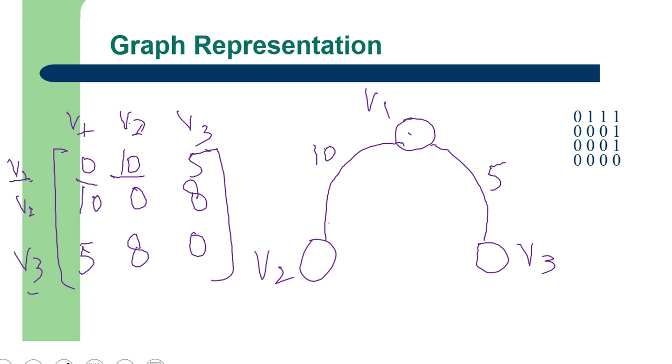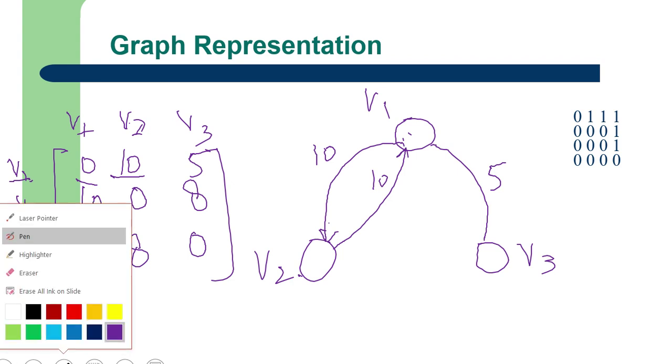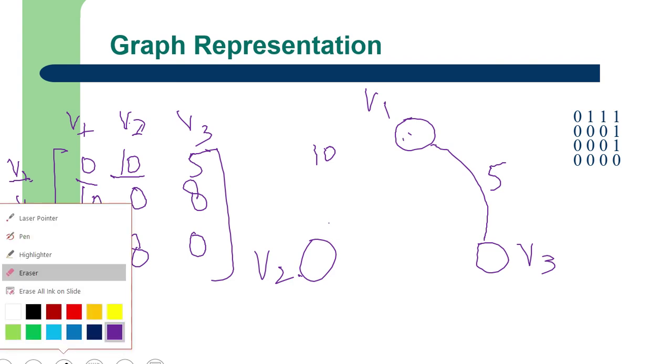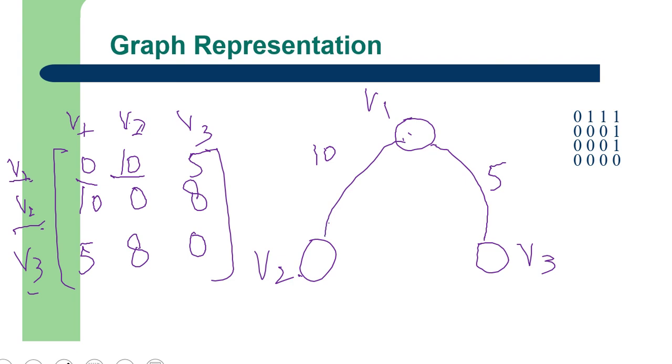The next value we will read is from vertex v2 to vertex v1. Already this has been written and the cost is 10. In the case of an undirected graph, we can move from vertex v1 to vertex v2 and from vertex v2 to vertex v1. So we will replace this with a single line and we will put the total cost on this line. So the total cost in this case is 10.